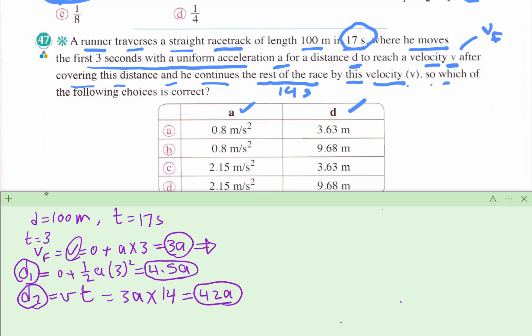Let's get the total distance. He said the total distance is 100. So 100 equals 4.5A plus 42A, means 46.5A, right?